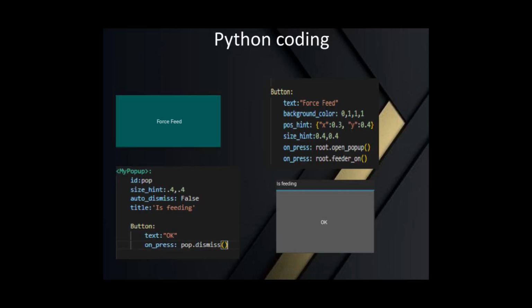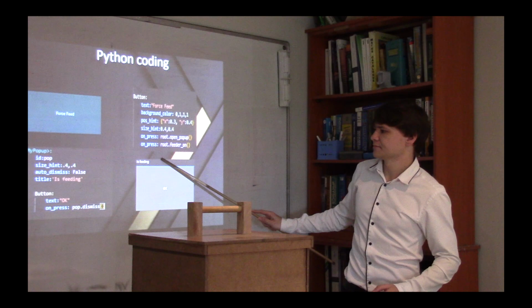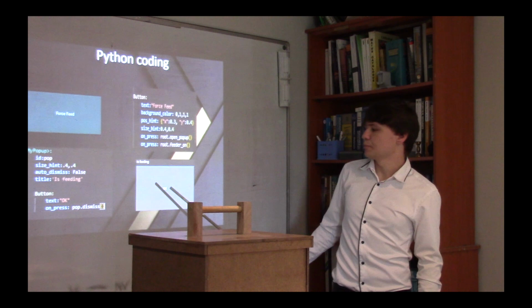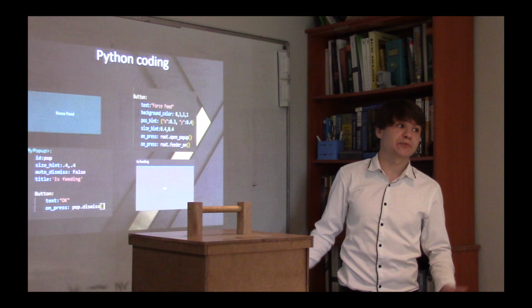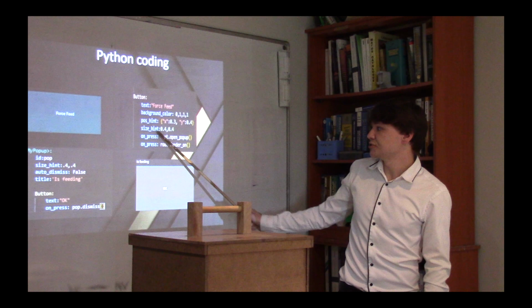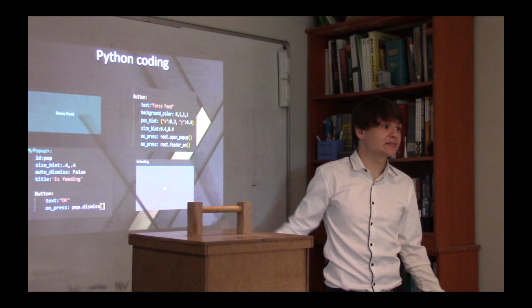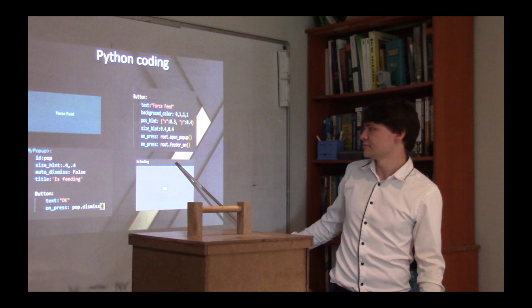So this is the coding behind it. To make my button look the way it does, the button is this code right here, as well as this. Whenever I press the button, a pop-up message will appear for confirmation saying, okay, it is feeding. Then just press OK to dismiss it. The on-press methods are called whenever the button is pressed, and it does what it's told to do, which means it opens this pop-up right here.